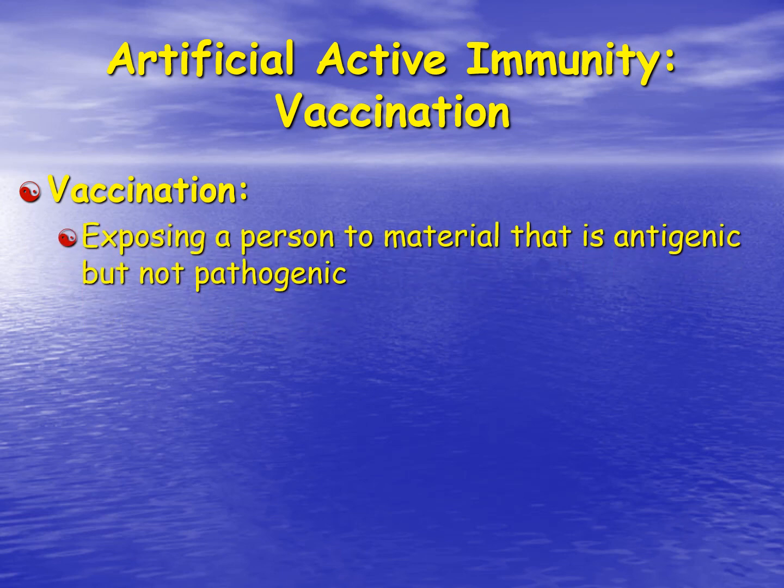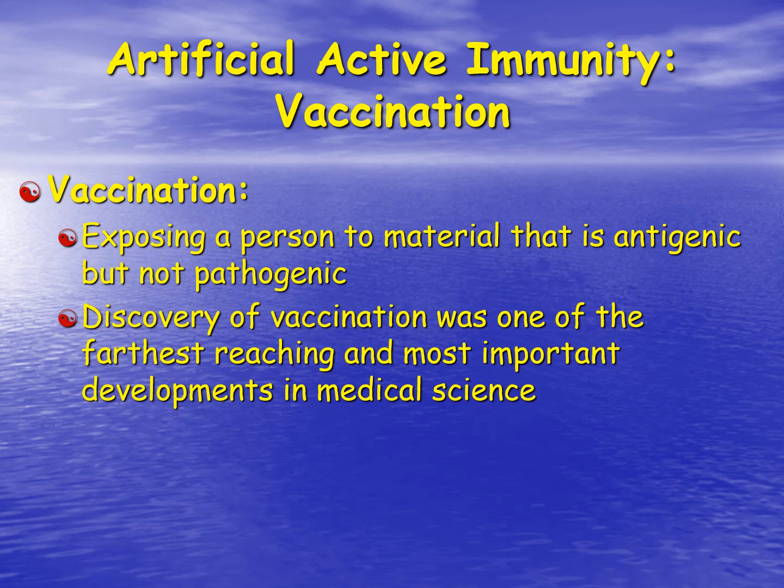Now, vaccination causing an artificial active immunity is exposing the person to a material that is antigenic but not pathogenic. And the discovery of vaccination was one of the farthest reaching and probably most important developments in medical science. And again, Edward Jenner in the late 1700s was the first one that actually created a, quote, true vaccine in the fact that he used cowpox to actually vaccinate against smallpox. And so there was some cross reactivity, and so the person that received the cowpox lesions actually developed antibodies that also bound to smallpox antigens.